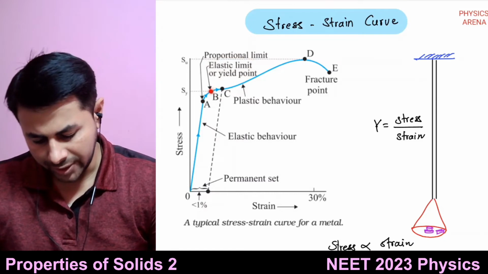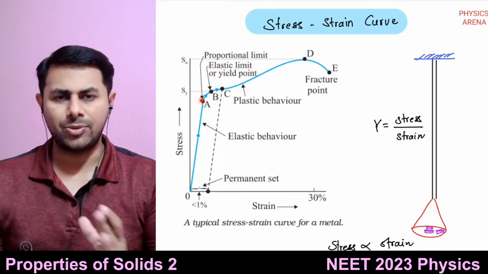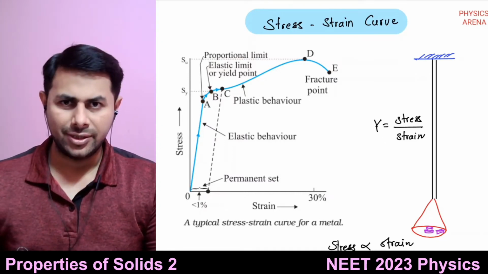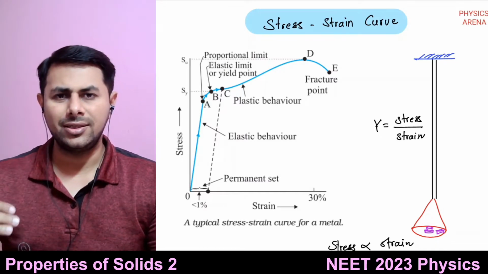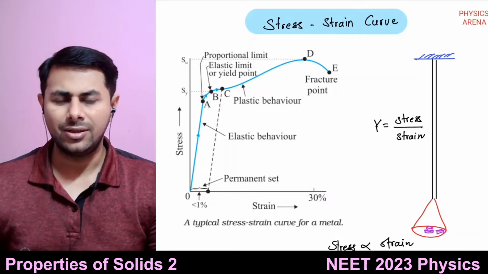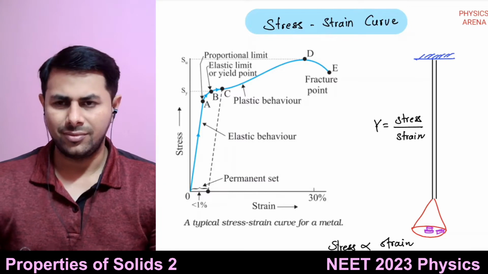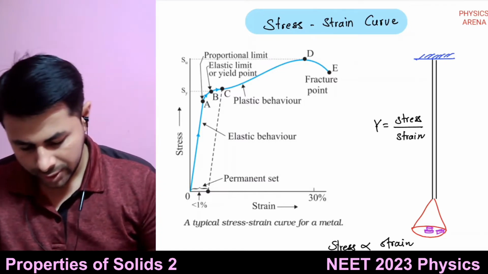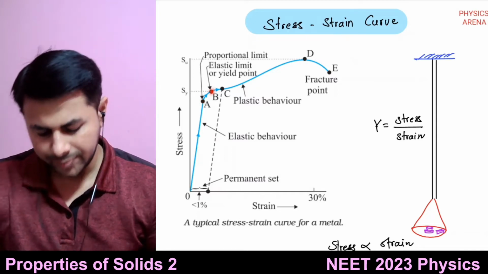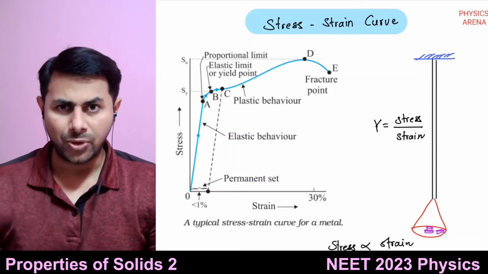So what is the yield point? It is denoted by this point B on the graph. What is point A? It is the proportionality limit. What is point B? It is the yield point. Till the point B, the wire is still completely elastic. That means if you remove the weights, the wire will completely regain its original length. Is it clear? So point A is the proportionality limit. Point B is the elastic limit, or it is also known as the yield point.